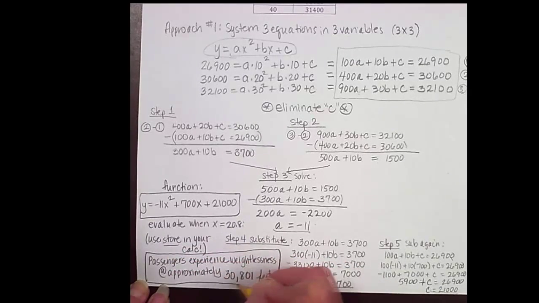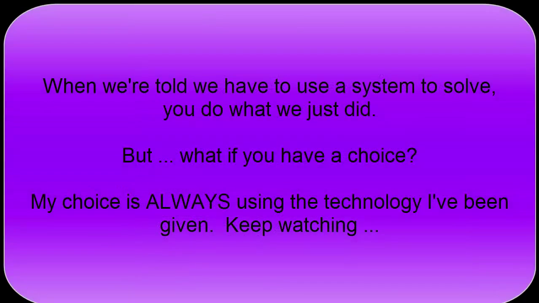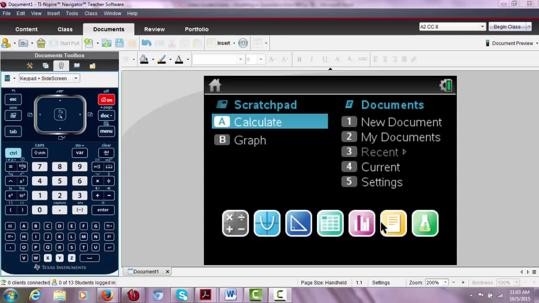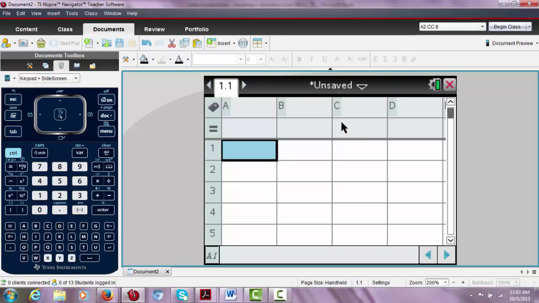Okay, well, that was a lot of fun and a very nice review of solving 3x3 systems. And when we're told we have to use a system, do it. But if you have a choice, I always choose technology. So let's start a new document on our nSpire. We'll want a Lists and Spreadsheets page and enter the data you were given for the NASA problem as time and height. Again, you need to name your variables in your top row and then enter all of your data.